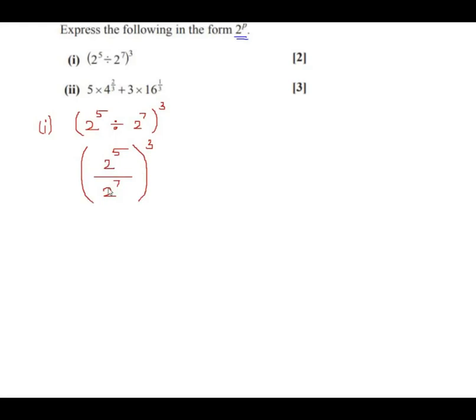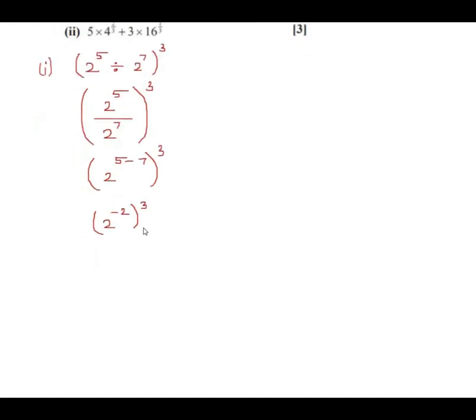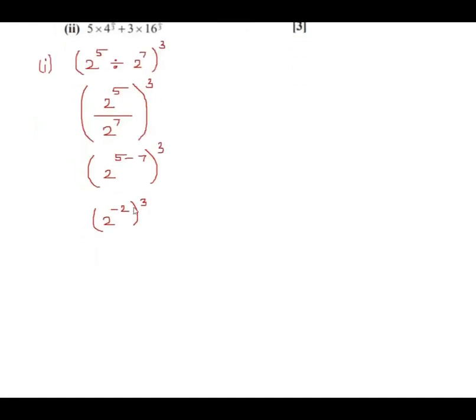As you know, the bases are same, 2 and 2, and there is a division. We have to subtract the powers using the laws of indices. Is raised to a power of 3. So we get it as 2 to the power of 5 minus 7, which is negative 2, raised to 3. Again, we are going to use the law of indices and we are going to multiply the powers. So it becomes negative 2 times 3, which is negative 6.